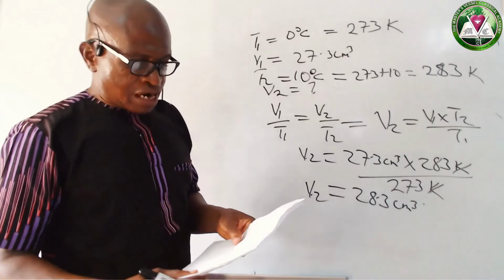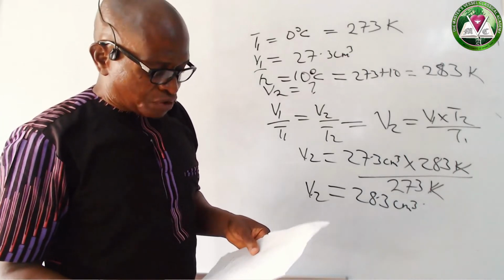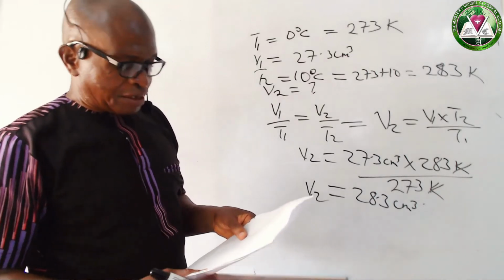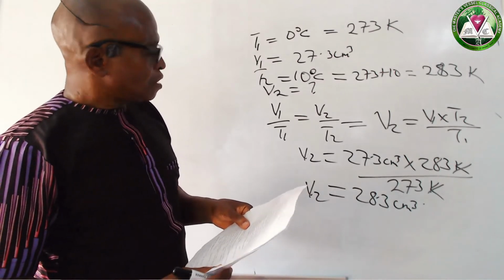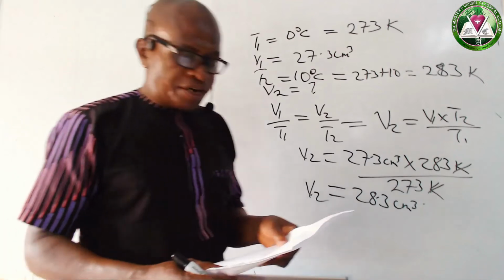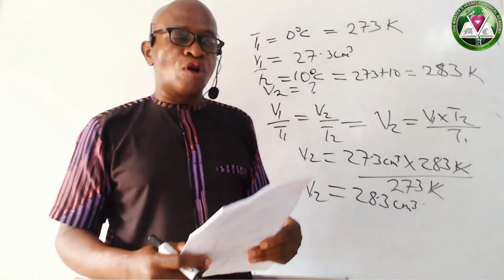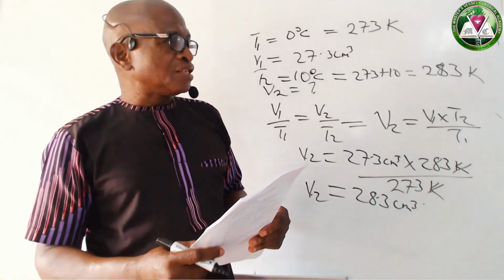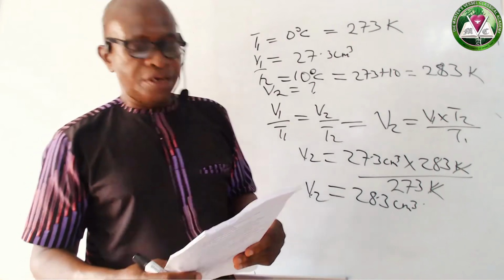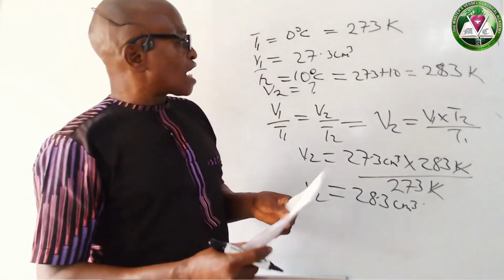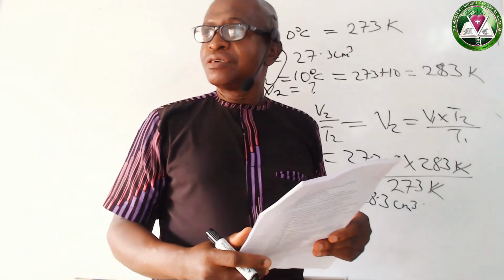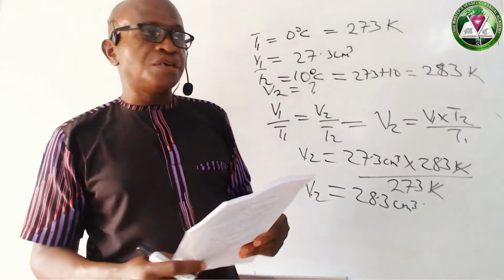I hope with your calculator you've been able to get the correct answer, 28.3 cm³. The important thing you must learn is that for any question you are given, know the law being referred to, and then the laws which you have already memorized, you can use to solve it. But if you cannot even get the law, normally you can go in first principle.